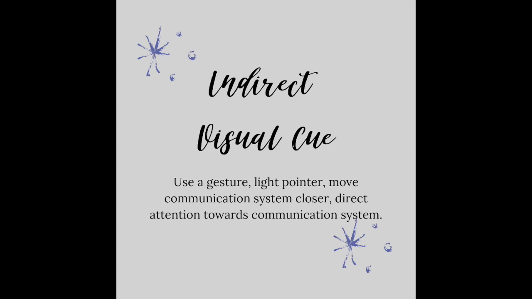The third step within this prompting hierarchy is providing an indirect visual cue. This would look like you, as the communication partner, pointing to the communication system, moving the communication system closer to the student, or in some way visually gaining the attention of the student and moving that attention towards the communication system. This step is paired with an expectant pause and look that was described before. After this step, wait to see if the student responds and initiates communication. If not, proceed on to the next step in the hierarchy.